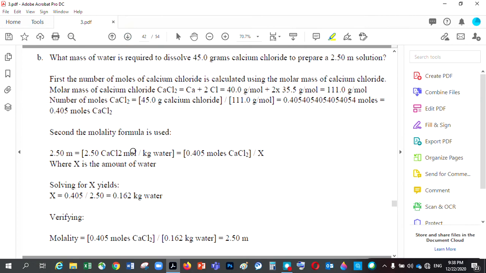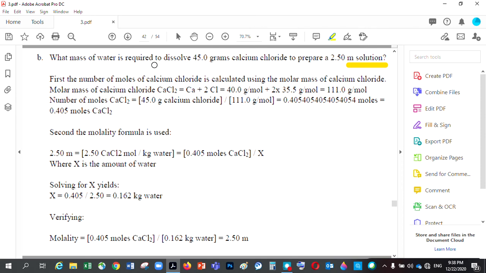So now let's look at this one here. What mass of H2O is required to dissolve 45 grams of calcium chloride to prepare 2.50 m? Small m is molal, correct? So you have the molality here, which is 2.50 moles per kilogram, and we need to get the mass of H2O.